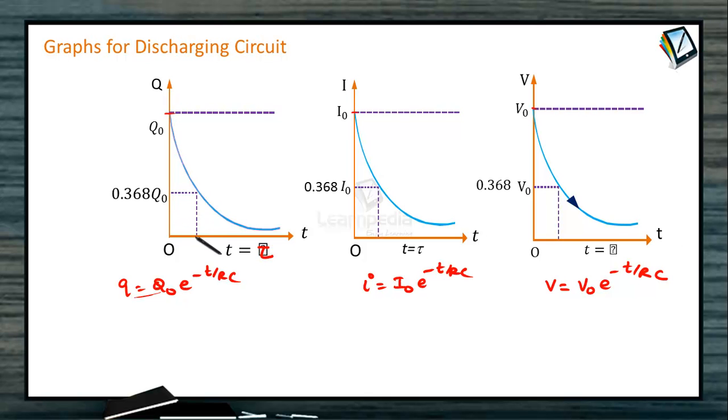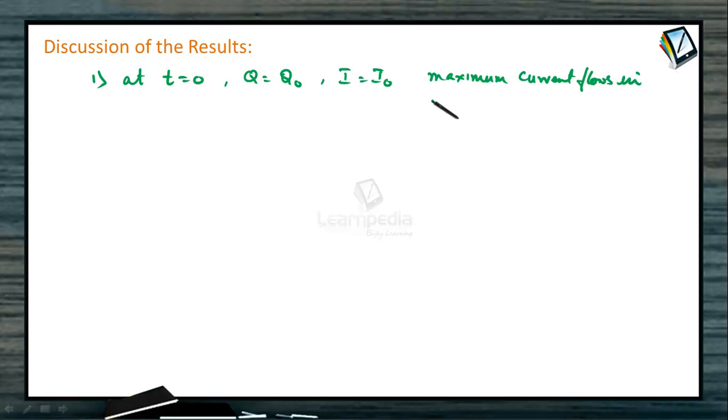Here we'll discuss that at 0.368 times Q0 is the time constant. Similarly for current and voltage. So let us discuss the results. At t equal to 0, the charge on the plates of the capacitor is Q0. When we switch on, the current in the circuit will be I0. The maximum current flows in the circuit as soon as the switch is closed. At t tending to infinity, the charge on the plates of the capacitor becomes 0. Current will tend to 0 because there is no charge flowing in the circuit. The capacitor gets completely discharged.